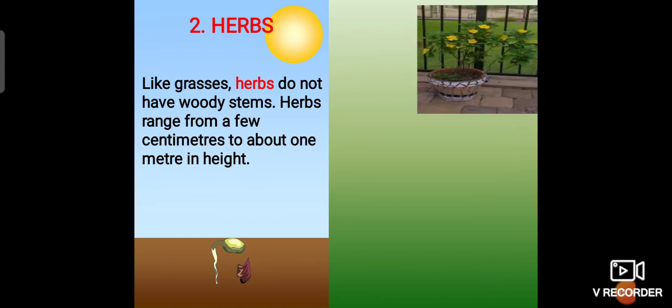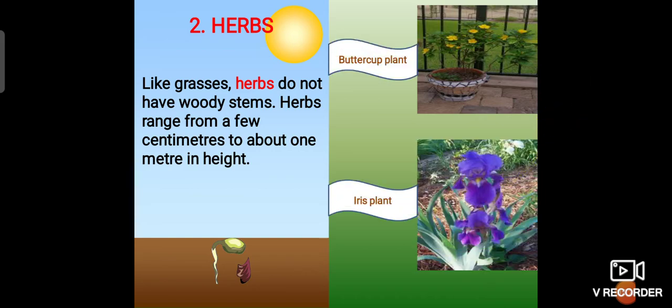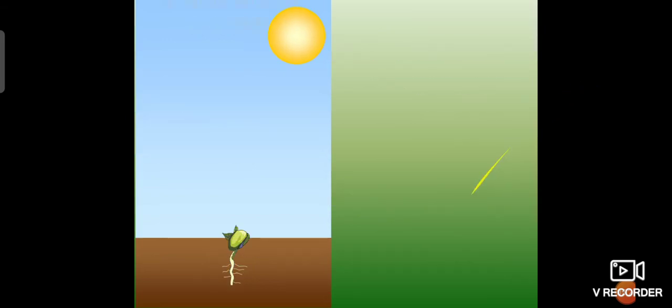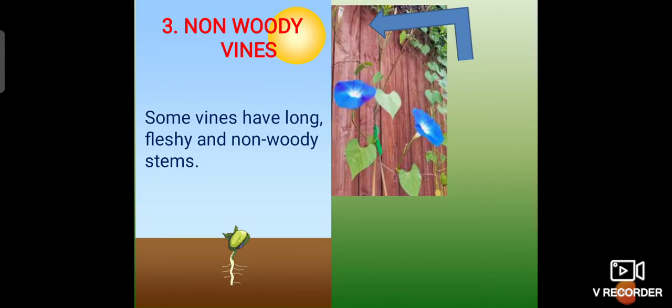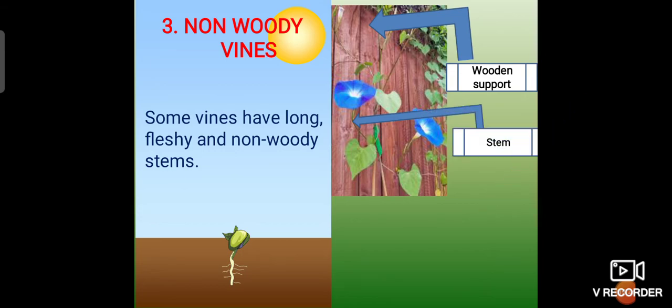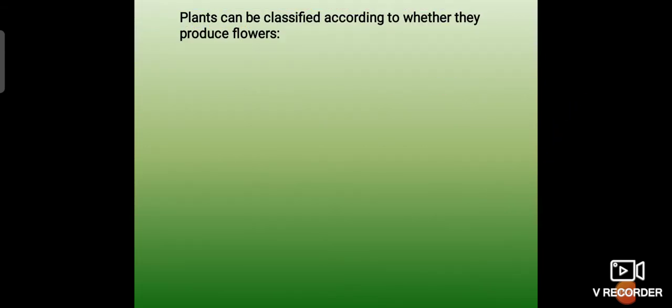Now the second plant with non-woody stems is the herb. Like grasses, herbs do not have woody stems. Herbs only range from a few centimeters up to about 1 meter in length, such as the buttercup plant and the Irish plant. Those are examples of herbs. And the third example of non-woody stems is the non-woody vine, because some vines have long, fleshy, and non-woody stems. This is an example of morning glory flowers.